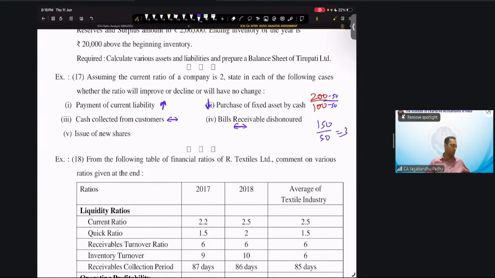So if you're issuing new shares, what's going to happen to the current ratio? It will increase because current assets or cash increases, right? So current assets or cash increases and current liabilities remains the same. So this is going to improve your current ratio. Are we good, everyone?